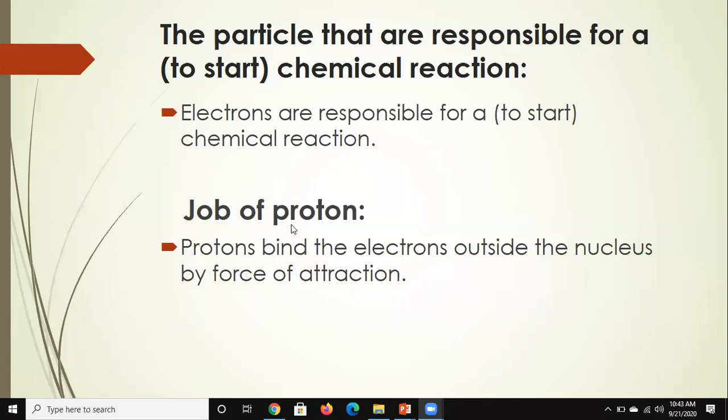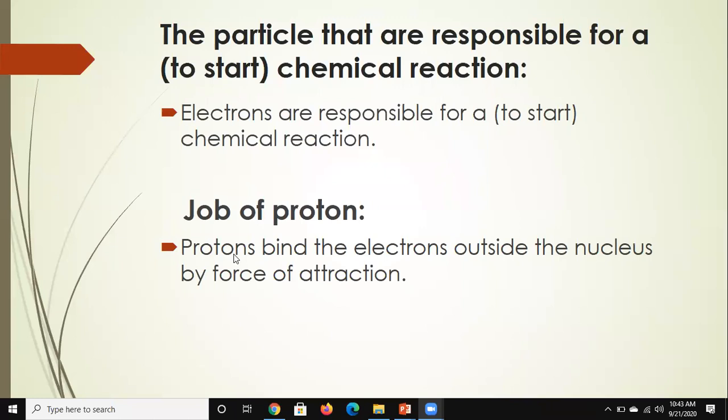Okay, what about the proton? Okay, we get the idea. Electrons are responsible for starting a chemical reaction, right? But what about the proton? Protons bind the electrons outside the nucleus by force of attraction.